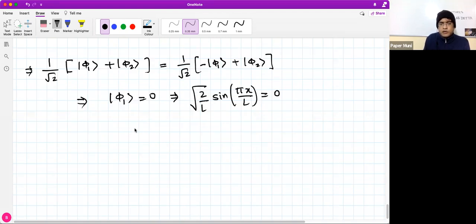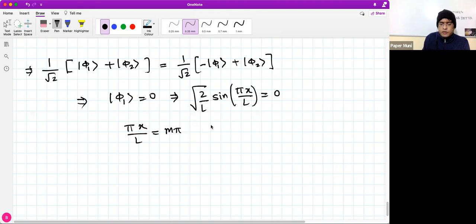So for this, we have that pi x by L should be equal to... now we are not using n here, we are using m. Now n we have already used for the wave function. What we are trying to find out is not the solution to the wave function, we are trying to find out what the values are for this expression. So this is the final expression, so that is why I'm using m here. Now m could be any integer including 0, in this case.